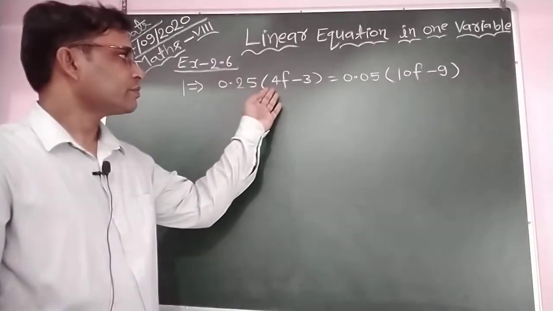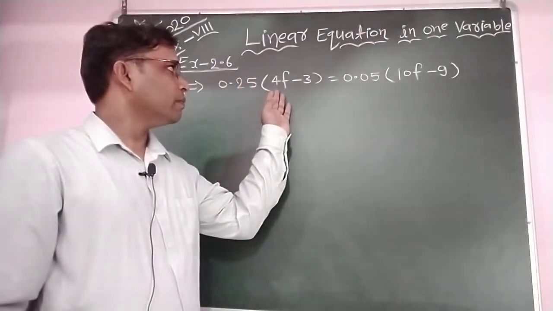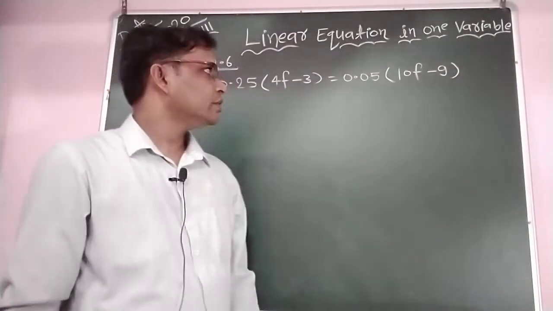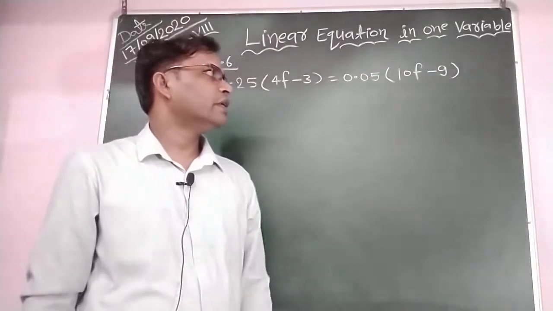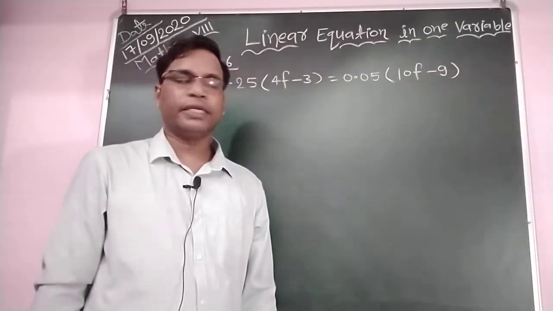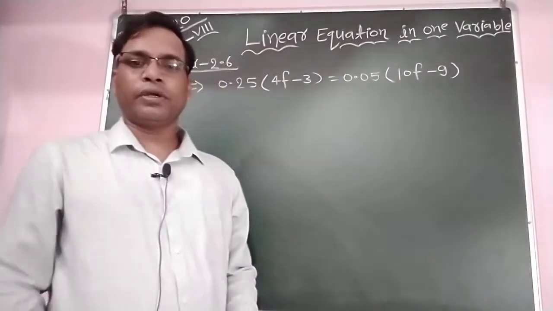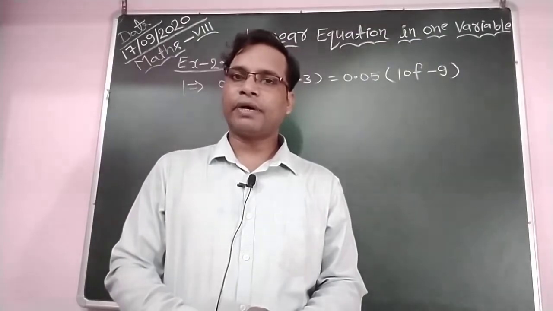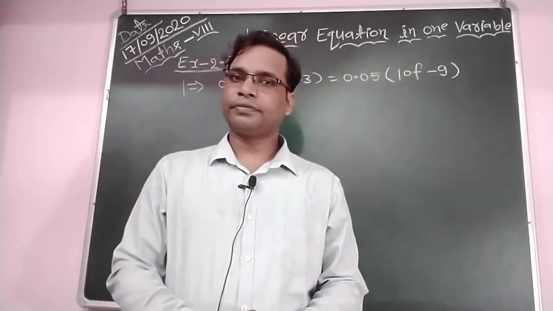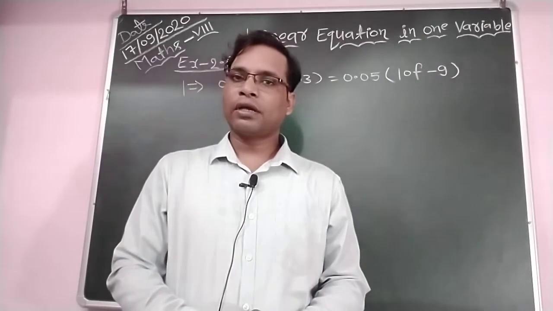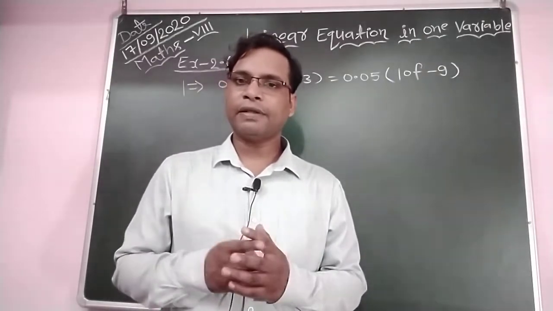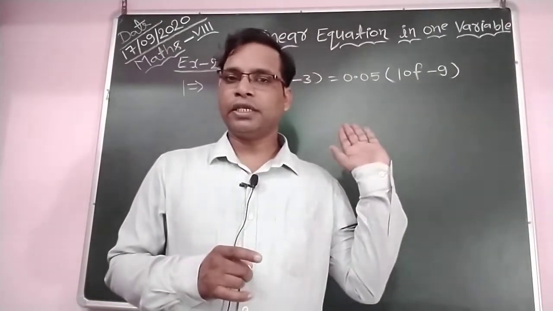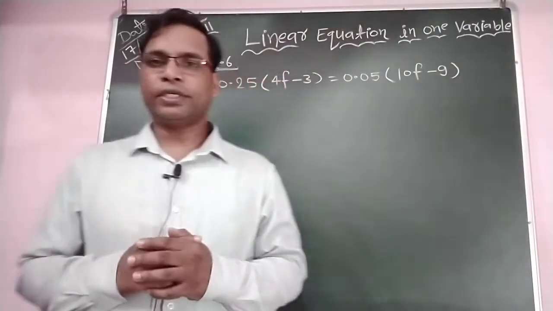0.25(4f - 3) = 0.05(10f - 9). First we simplify it, and after this we find the value of f. So let's see how to do it.